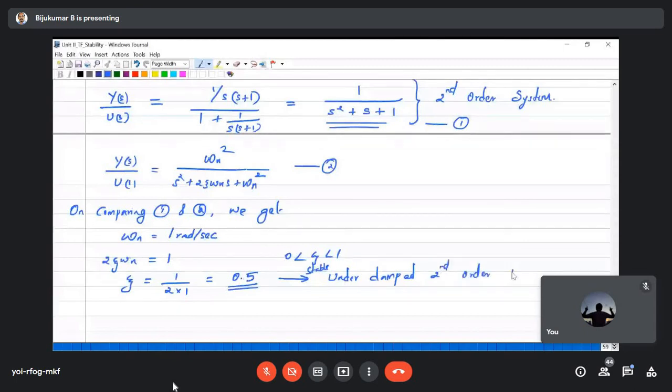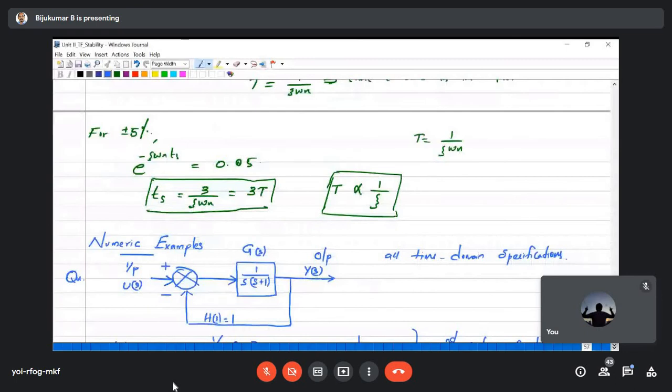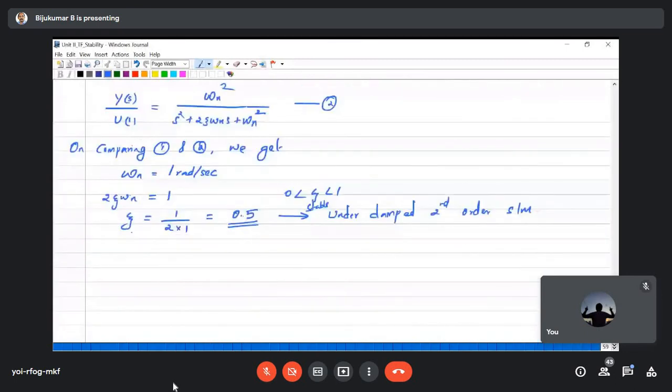Now you calculate TR, TP, TS, and peak overshoot. These are the parameters we have to find. So first we will see the rise time. Rise time is pi minus theta divided by omega d. So the next parameter you have to find is omega d. Omega d is omega n multiplied by root of 1 minus zeta square.